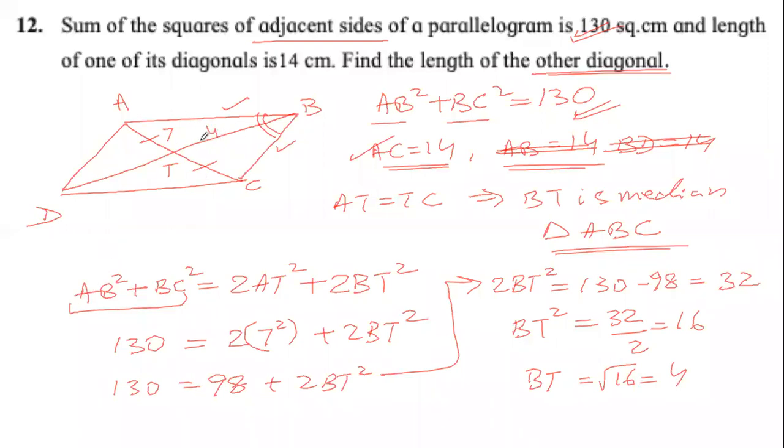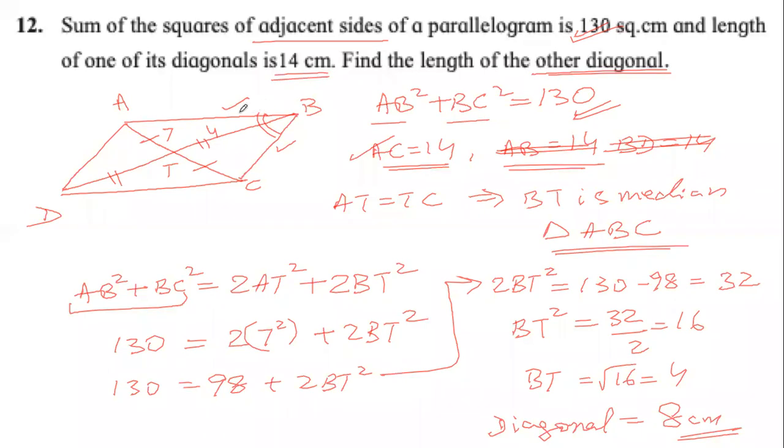Once again, the diagonals bisect each other. Then TD will also be equal to 4. So the diagonal will be 2 into 4, that is 8 centimeters. So one diagonal that is given is 14 centimeters long. The other diagonal is 8 centimeters long.